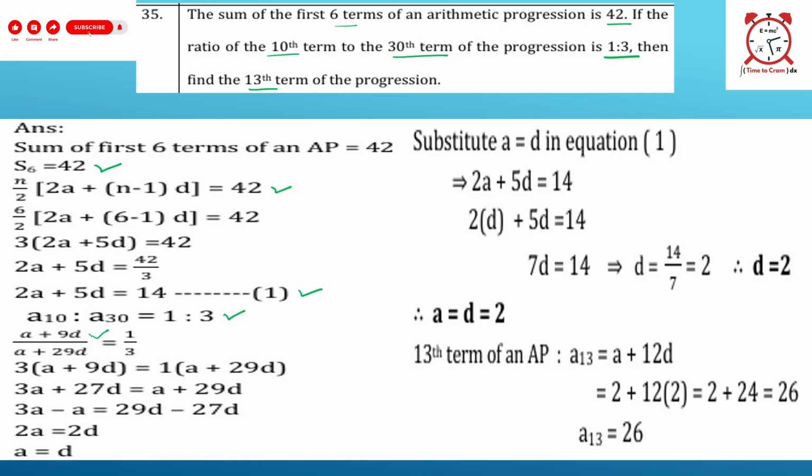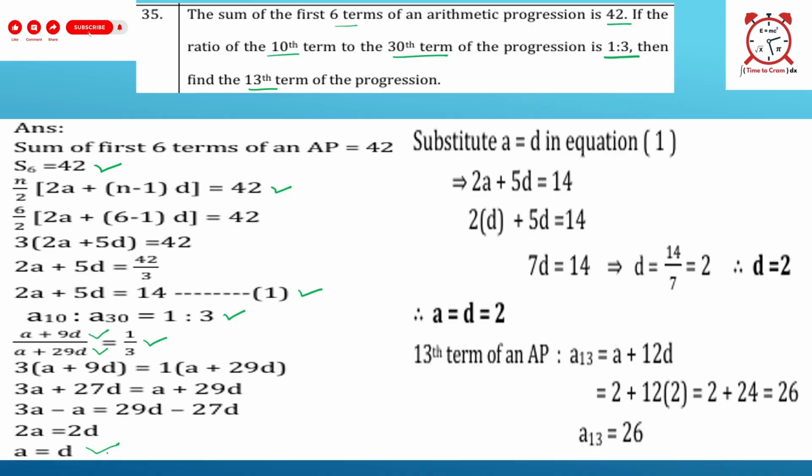So we know that in the ratio, a10 is a plus 9d and a30 equal to a plus 29d, and the ratio is 1/3. So after cross multiplication and after the simplifications, we will get a equal to d. So first term a and common difference d are equal here.